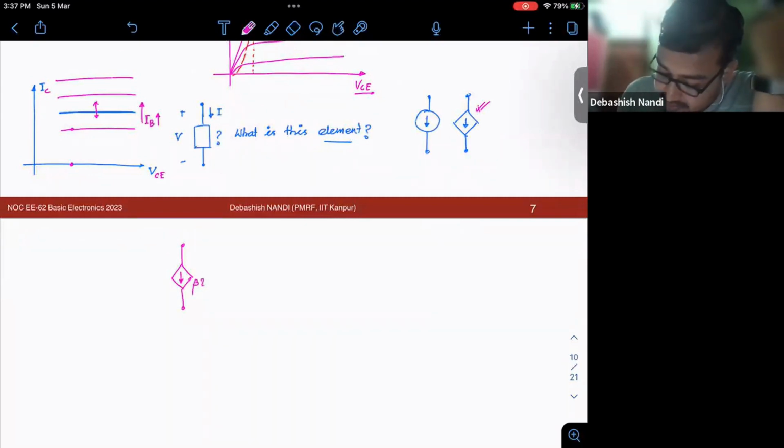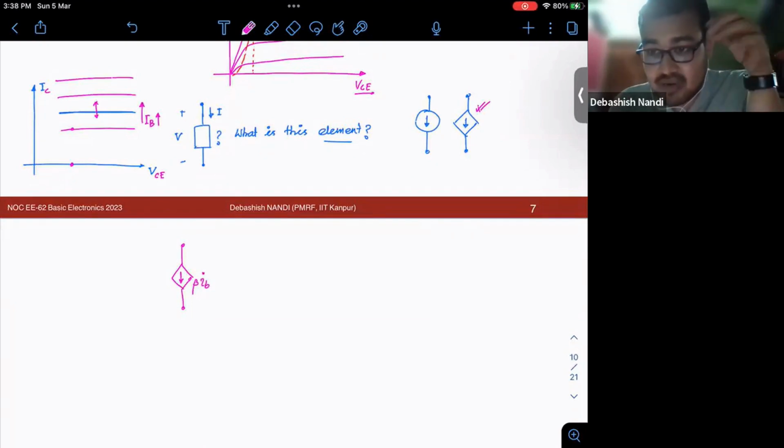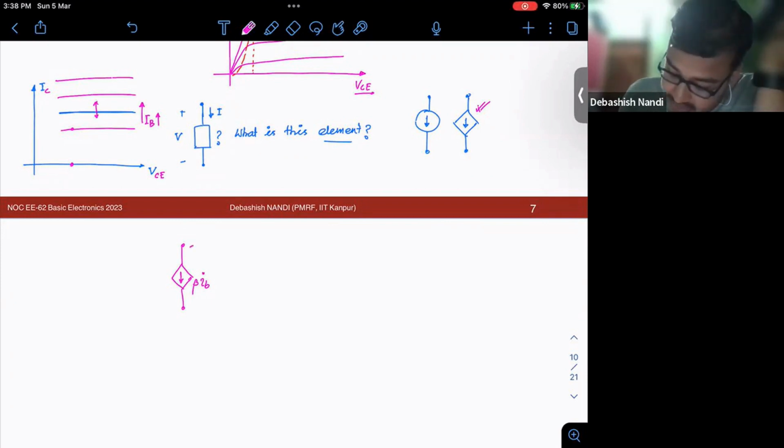Let's say this is my beta into IB. That means somehow I need to have a current IB. So this is my C, this is my E. Somewhere I need to have a current IB, which controls this current.